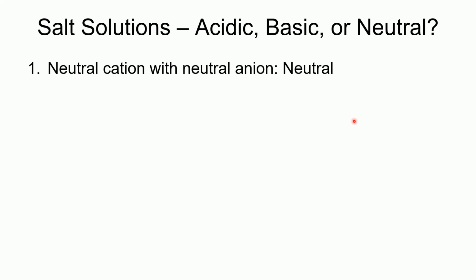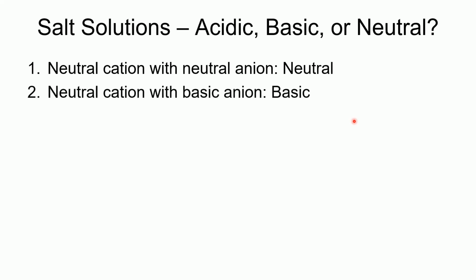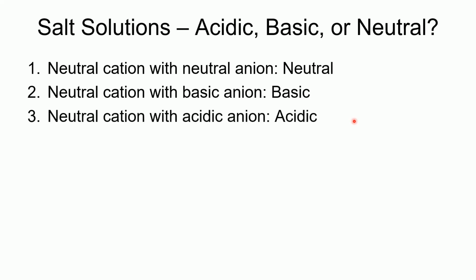If both your cation and your anion are neutral, then of course you're going to have a neutral solution. So neutral, neutral, you'll have a neutral solution. If you have neutral with anything else, the anything else will dictate what it's going to be. So if you have a neutral cation with a basic anion, you will have a basic solution. If you have a neutral cation with an acidic anion, you will have an acidic solution.